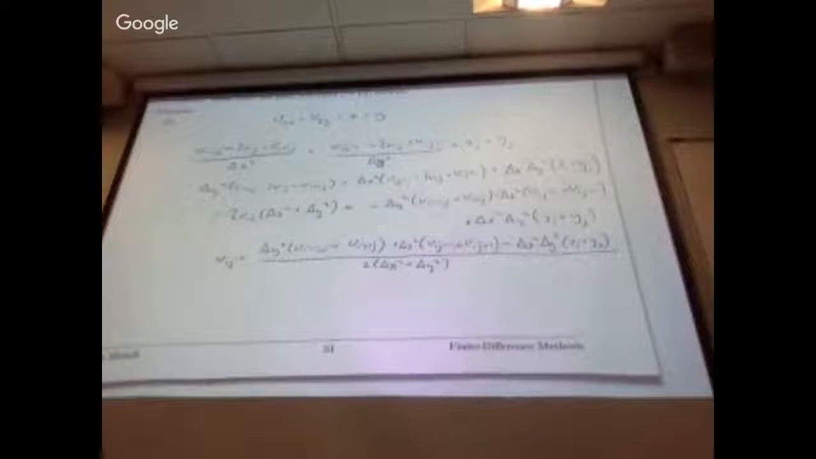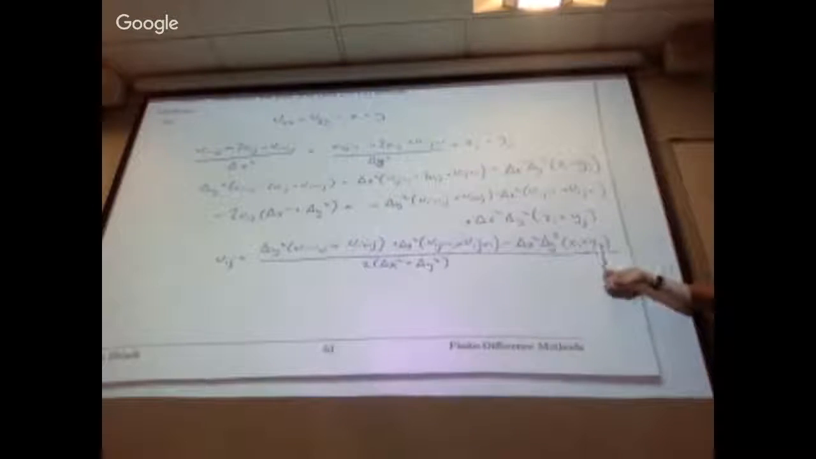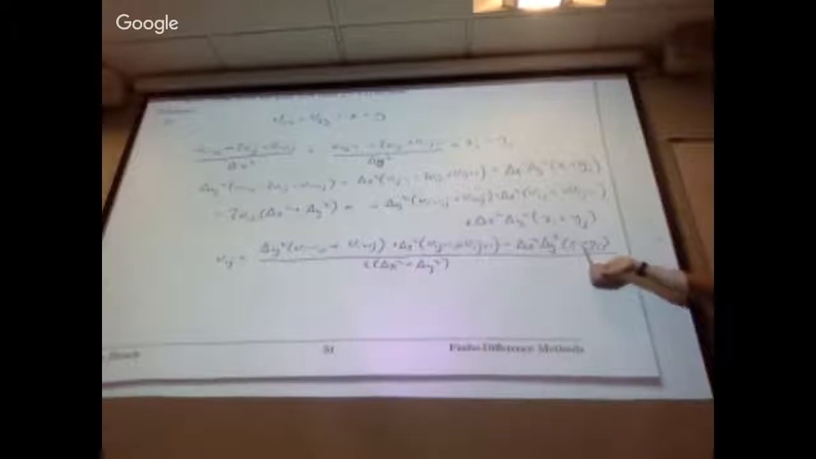Well, I can calculate it. I don't know what they are yet, but I can calculate it. Okay, so on the left-hand side, I've got the value of the node I'm trying to calculate, and on the right-hand side, I've got expressions involving neighbouring nodes, and I've also got this. This is the f of xy here.